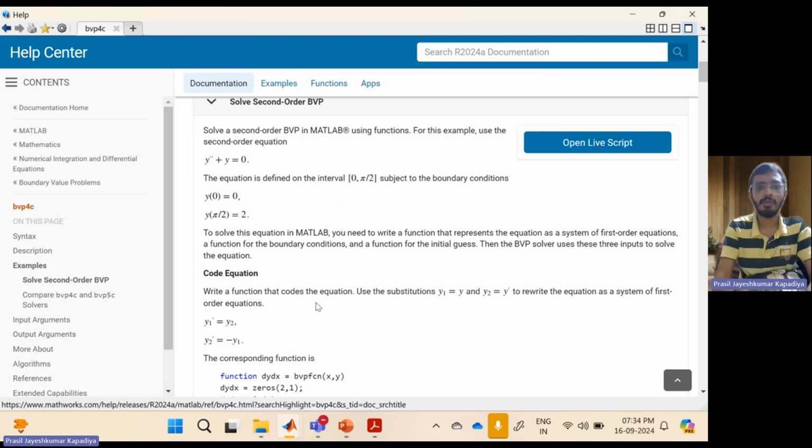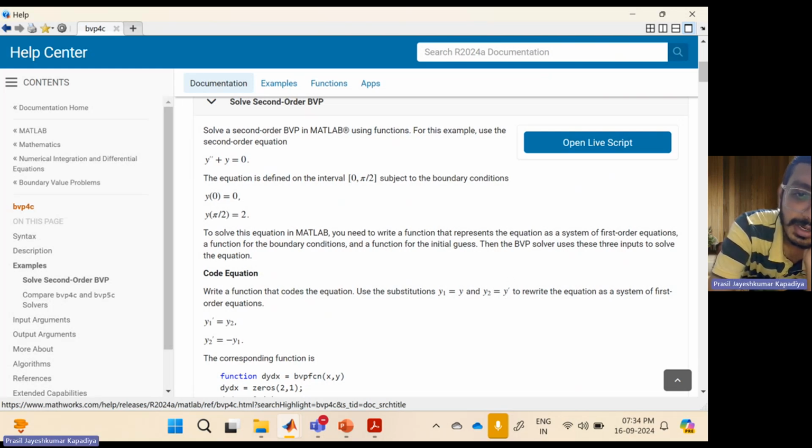We will try to solve this problem. Write a function that codes the equation. Usually use the substitutions y1 is equal to y. So call y as y1. This one is my y1. So my y is y1 and y2 is my y prime.